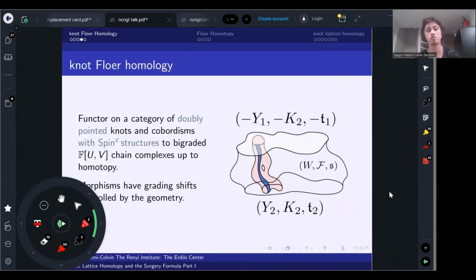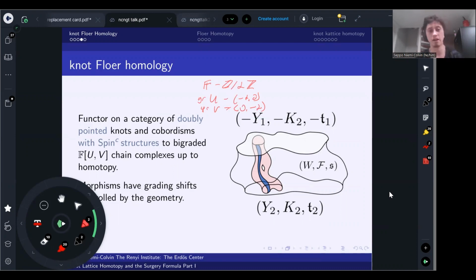Now for knot Floer, we have the functor on doubly pointed knots and cobordisms. Everything has spin^c structures. The doubly pointedness gives extra weird decorations, but as I said, we're not as focused on those now. And it lands in bigraded F[U,V] chain complexes considered up to homotopy. F, as before, is the field with 2 elements, or Z mod 2Z. The grading of U is (-2, 0), and the grading of V is (0, -2).